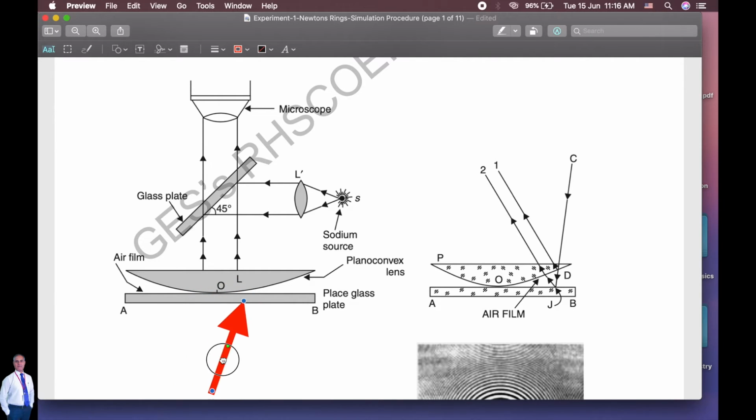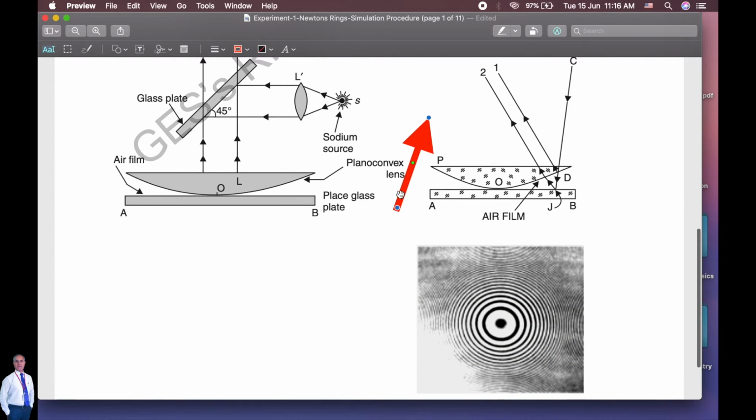So the light will get partially reflected and partially refracted, and it will be incident on the surface of the plano-convex lens as well as the glass plate. Once the light gets reflected from the upper surface of the plano-convex lens as well as the lower surface of it, and eventually from the plain glass plate, there will be superposition of the light rays which are reflected from all these surfaces, and the interference phenomenon will be observed through this microscope. Here the type of film is an air film, which is a wedge shaped thin film.